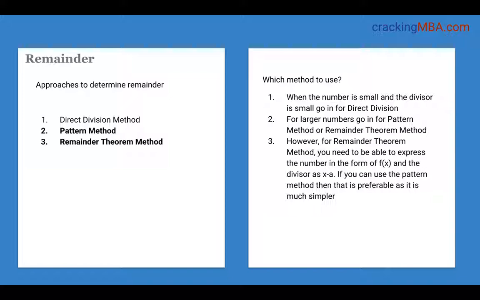But the pattern method is way simpler, and all you need to do is identify the pattern for each subsequent power of the number. So try to use the pattern method as much as possible, and if you're not able to identify a pattern, then go for the remainder theorem method.